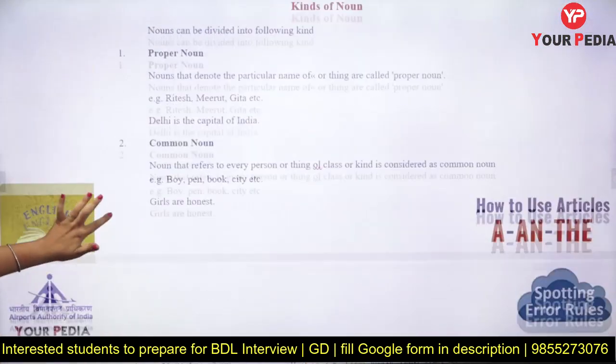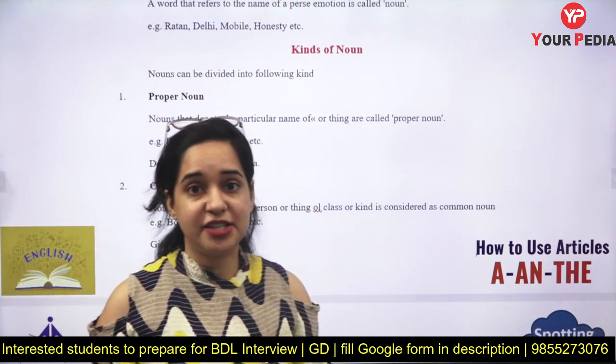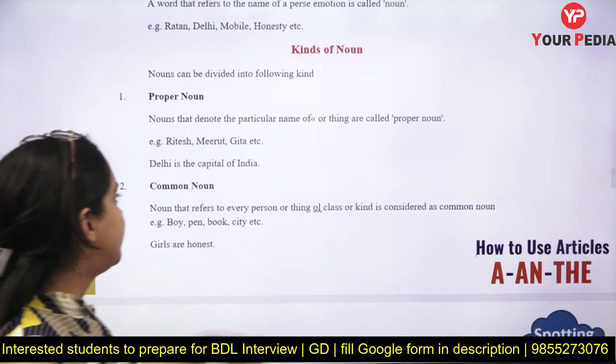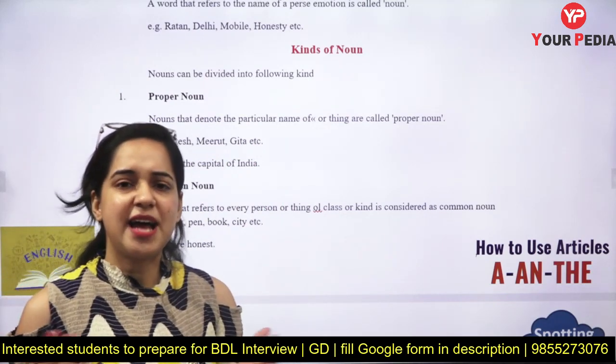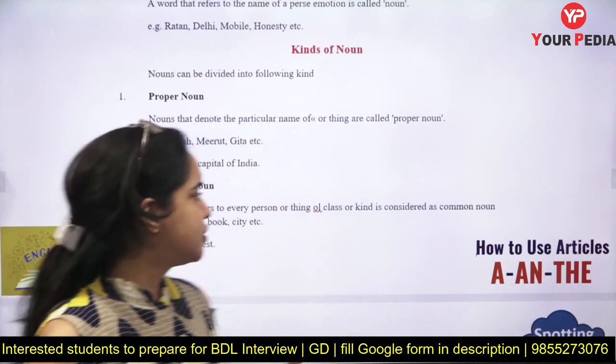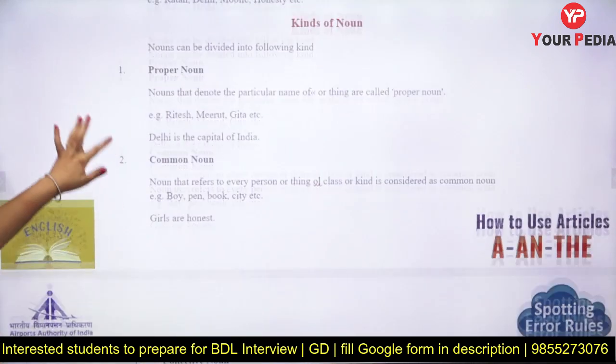Simple. Let's start. What was a proper noun? Proper noun is used when a particular person is being talked about, a specific person. Common noun, like it's a category only. Any boy, any girl, right? So that refers to something that every person or category class belongs to.